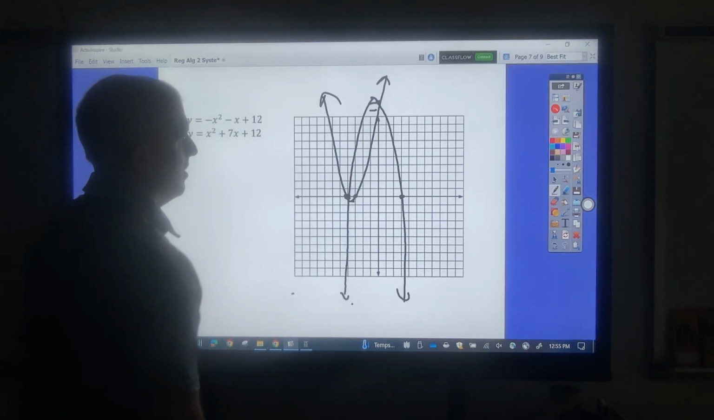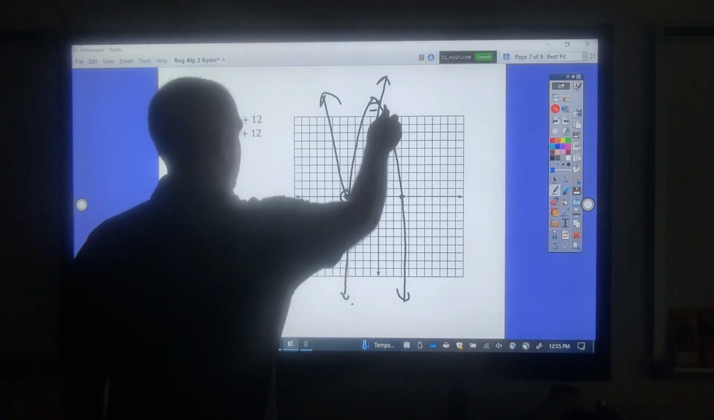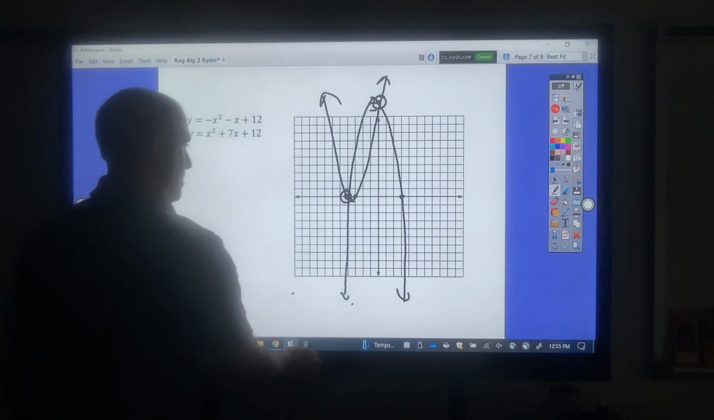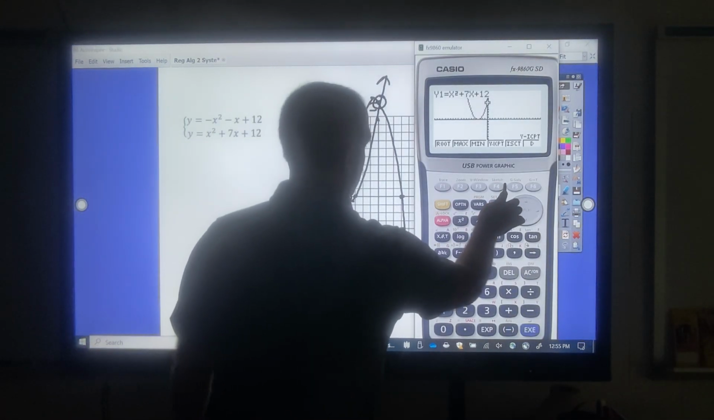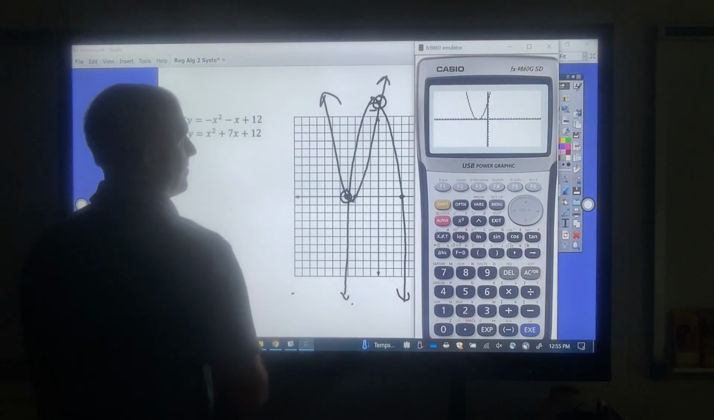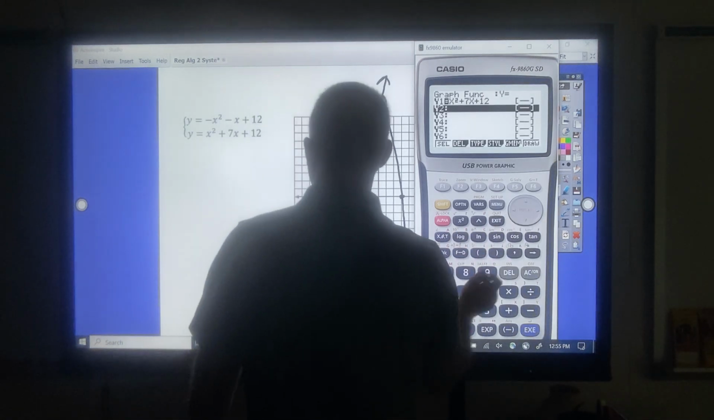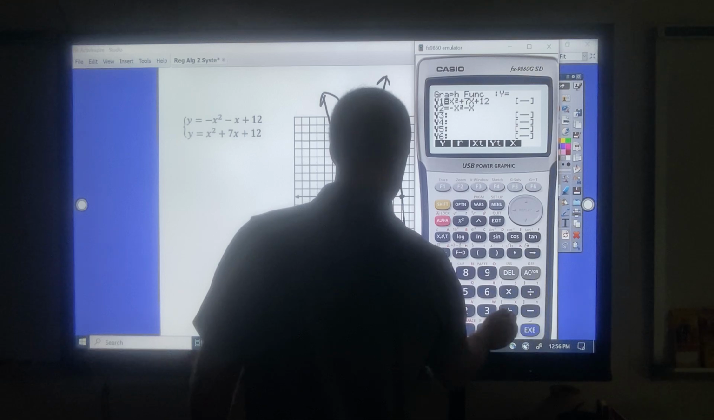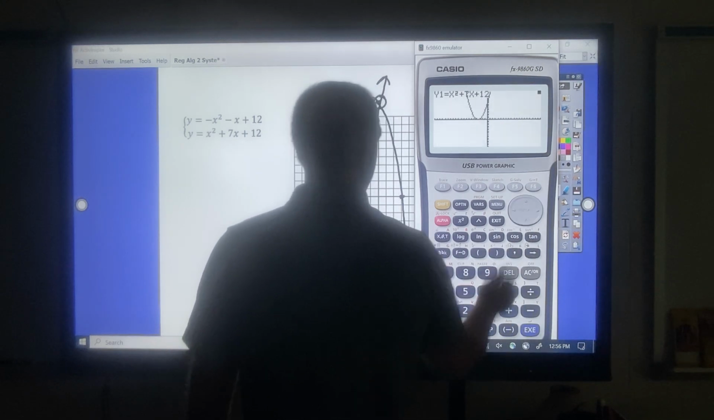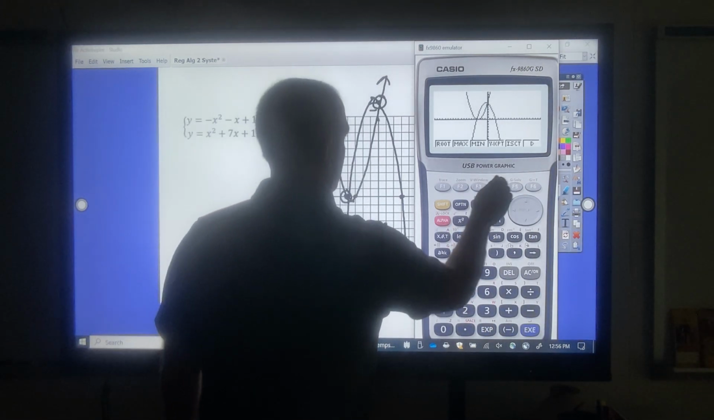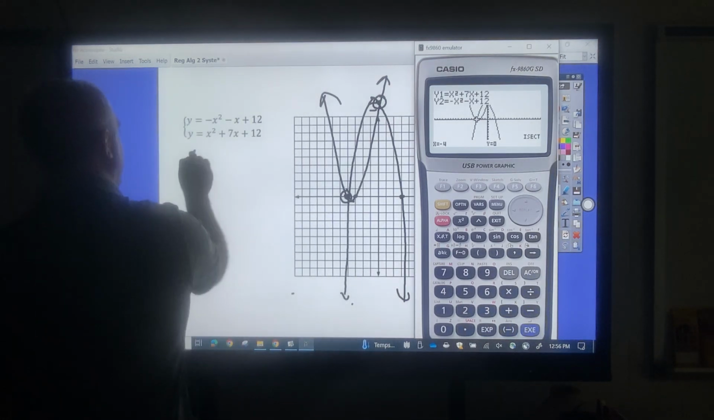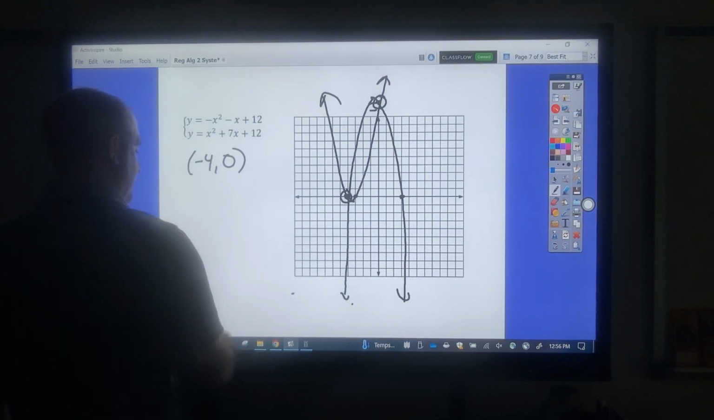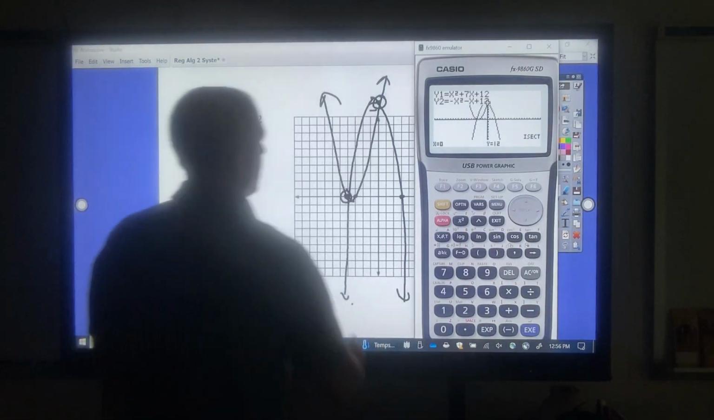Now my intersections are here and here. You can sort of see them. Let's find out what they exactly are. G-Solve intersect. Oops, I have to put both equations in. Now, G-Solve intersect. One intersection is negative 4, 0. Hit over, the other one is 0, 12.